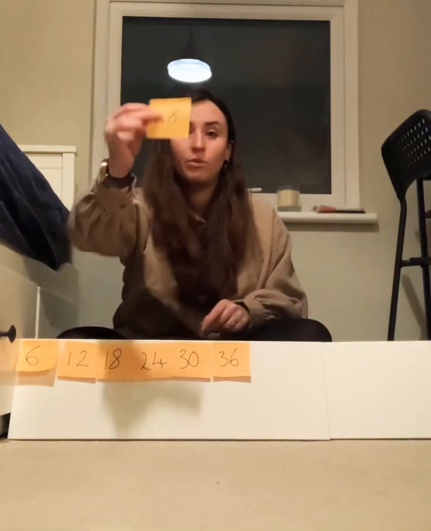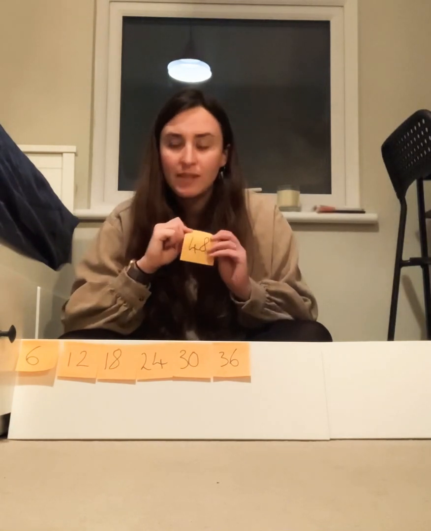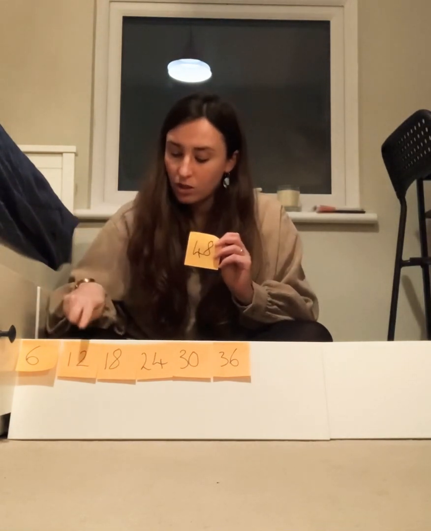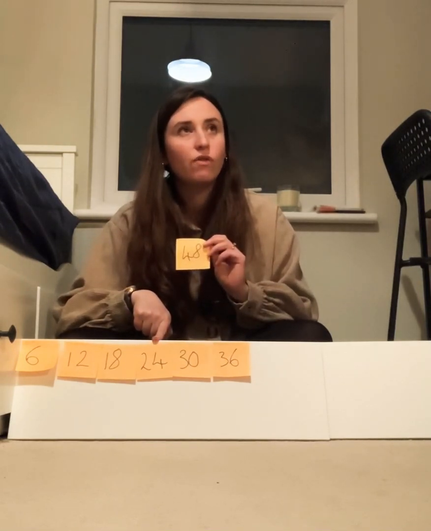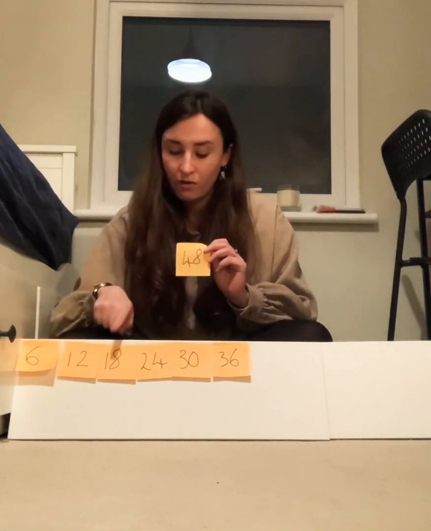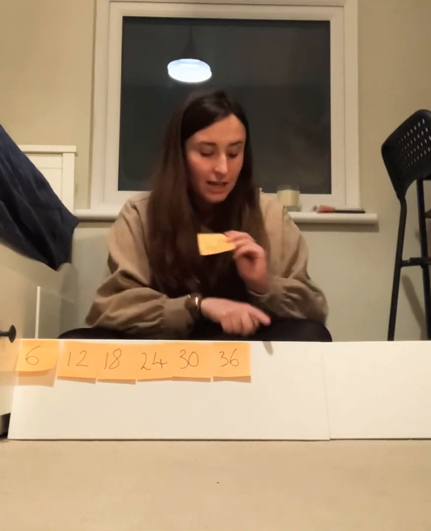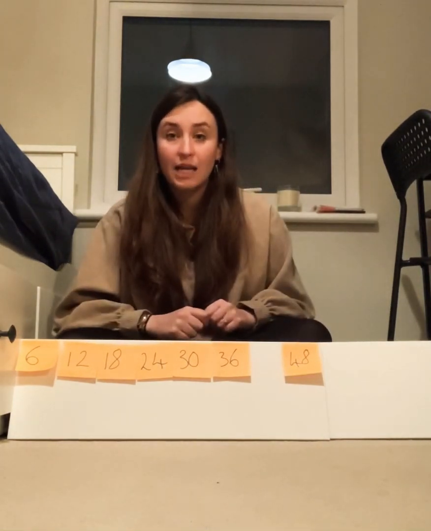Well done. Double 24 is 48. How many lots of 6 is that? 1, 2, 3, 4 times 6 is 24. What's 2 lots of 4? 8. So 1, 2, 3, 4, 5, 6, 7, 8 times 6 is 48.